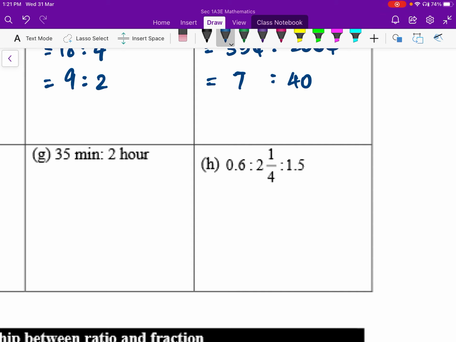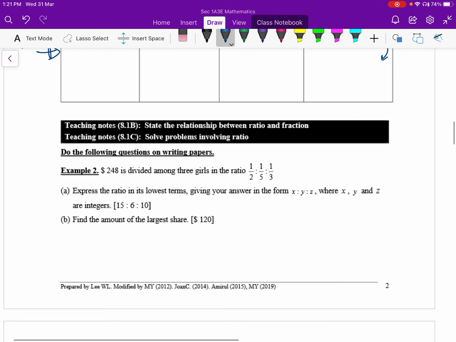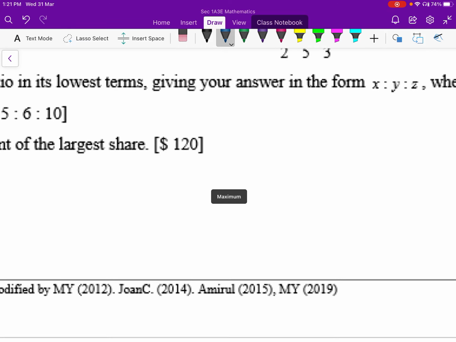Alternatively, just go back to your basics. Okay, so for this, you just multiply throughout, and this will be your homework. Okay, this line is your homework. I'm sure you can do it. Okay, next one. Example number 2.